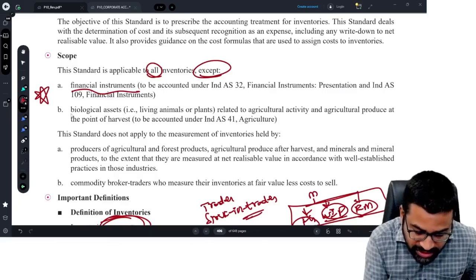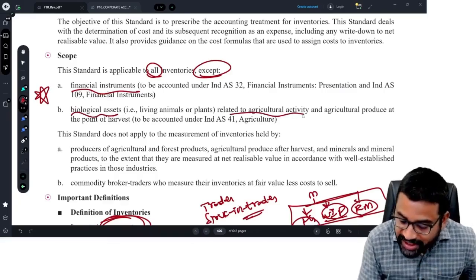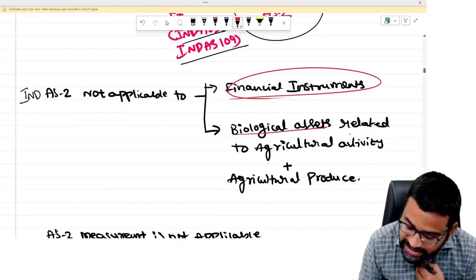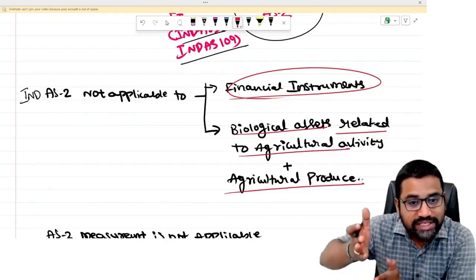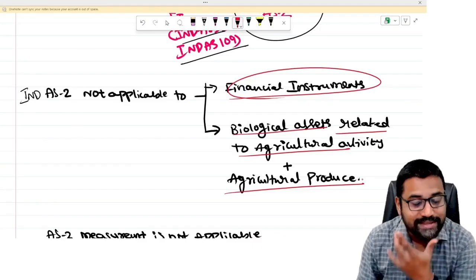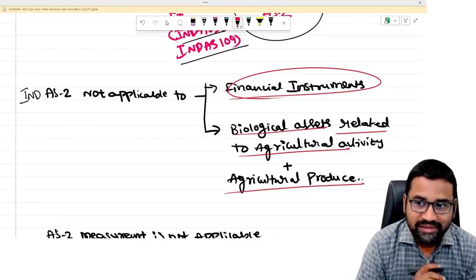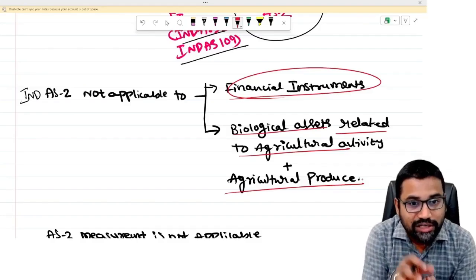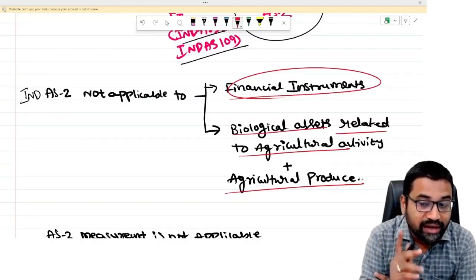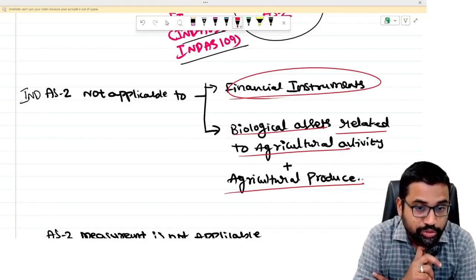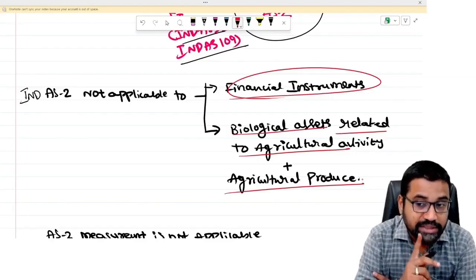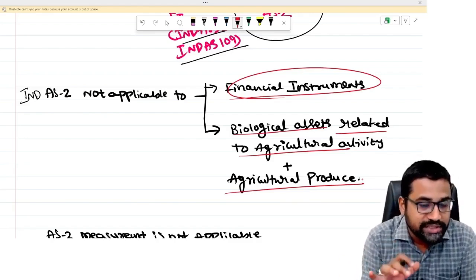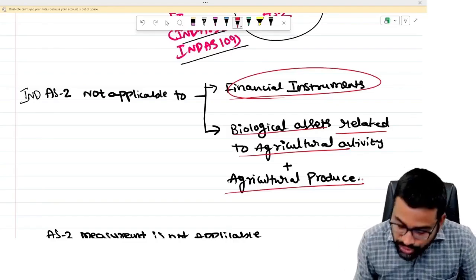Second, any biological assets relating to agriculture activity and agriculture produce at the point of harvest. This is also very, very important: the biological assets related to agriculture activity plus agriculture produce till the stage of harvesting. What are biological assets, sir? Living animals and plants relating to agriculture. In normal accounting standards, there is AS 10, which exclusively talks about PPE. There you have one exception: the standard is not applicable to biological assets like living animals and plants. They thought they wanted to bring a separate standard for these biological assets. So in Ind AS you have a separate standard relating to agriculture activity, and that's why it is an exception here.